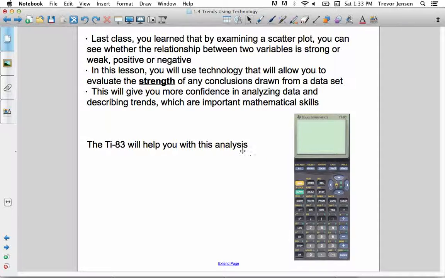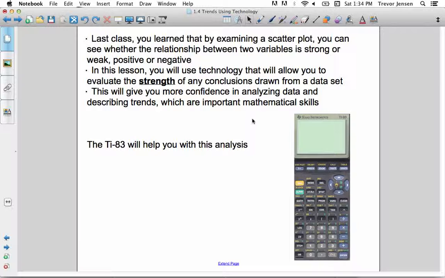Okay, so what we're going to do now, I'm going to teach you how to use the TI-83 calculator to more accurately describe the strength of the correlation between two variables. We're going to get the calculator to make a scatter plot of the data, and then after it makes the scatter plot, we're going to perform what's called a linear regression on the calculator.